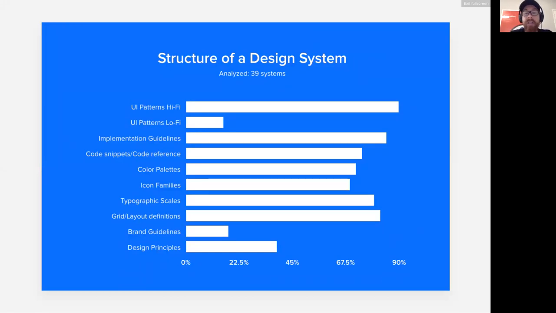And some stuff that is not that popular, sadly, is the set of design principles, which I'm a big fan of. But most of the teams do not see value in putting design principles in a design system. That's the current state of affairs. It might change. Hopefully, it will evolve. But this is where companies are today.